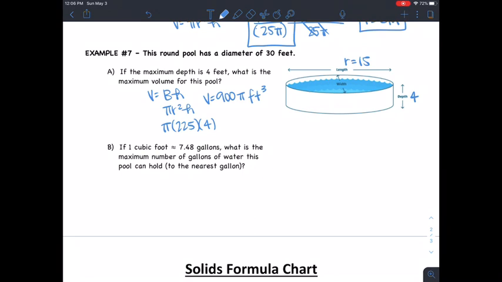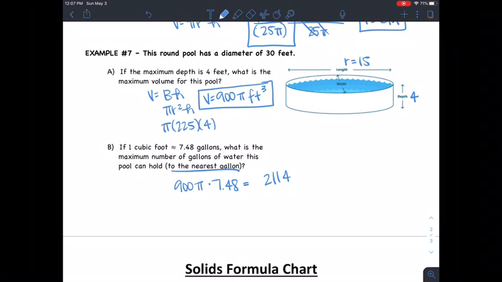cubic feet. And if 1 cubic foot is approximately 7.48 gallons, what is the maximum number of gallons this pool can hold to the nearest gallon? So I'm going to take my 900 pi times 7.48, and I end up with 21,149 gallons.